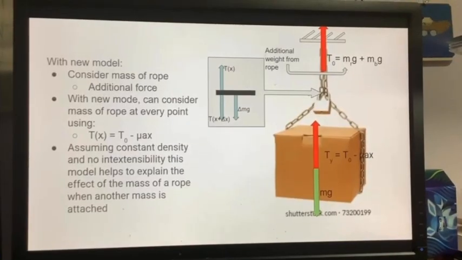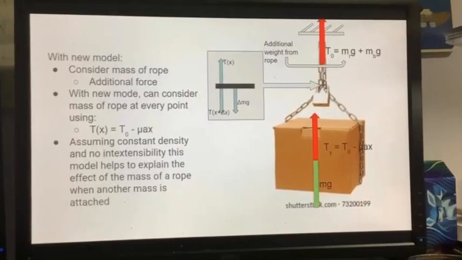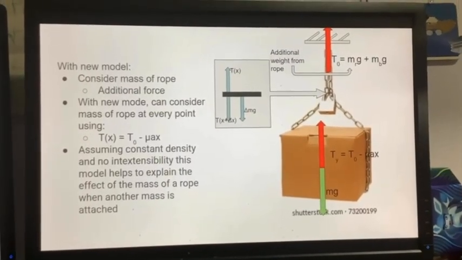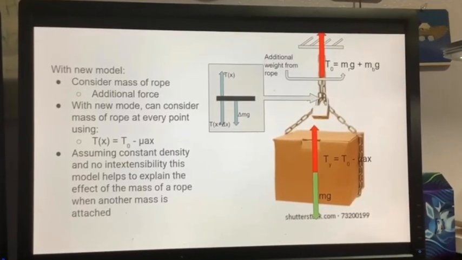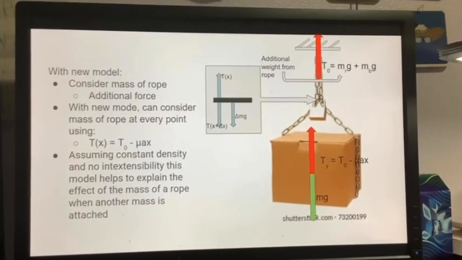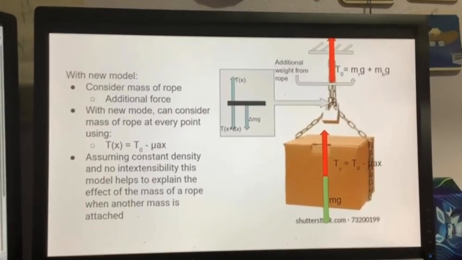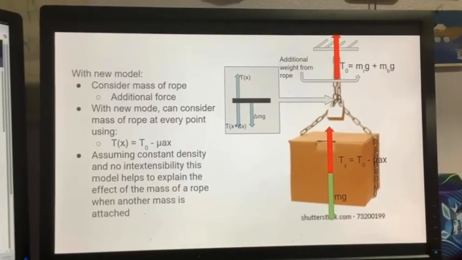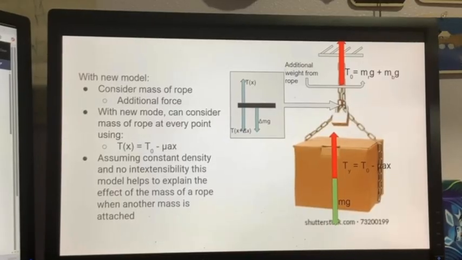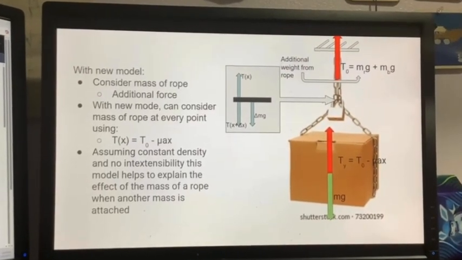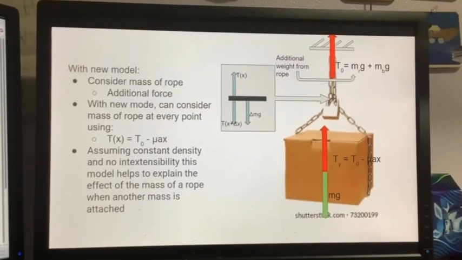Assuming constant density and inextensibility, this model helps to explain the effect of the mass of the rope when another mass is attached. So this is also applicable to things like cranes, pulleys, cables, those kind of things that require really, really strong material that are pretty heavy. And so without this kind of model, we would run into a lot of problems with things dropping to the ground. But with this model, we can consider additional force and also figure out what is needed and what is not needed when it comes to the mass of the rope.